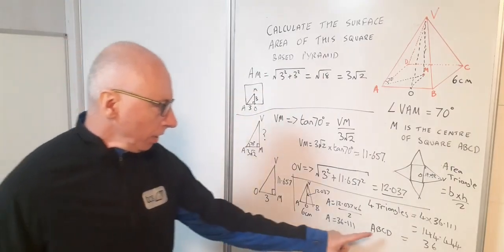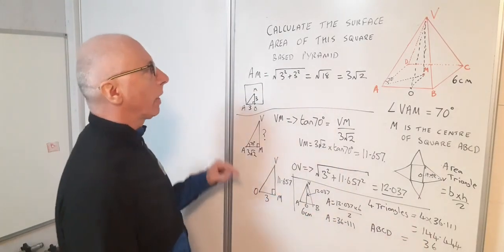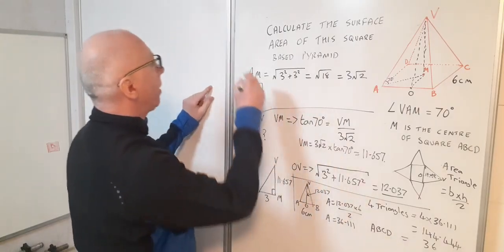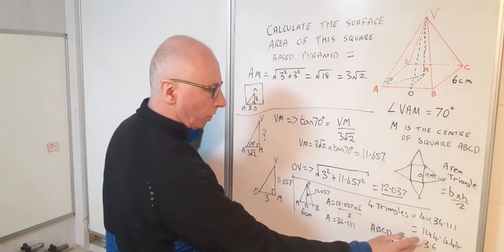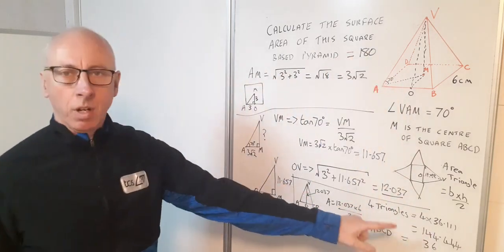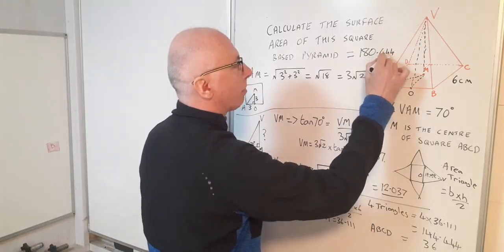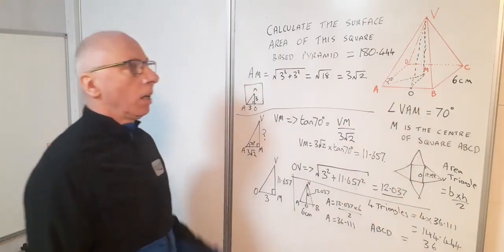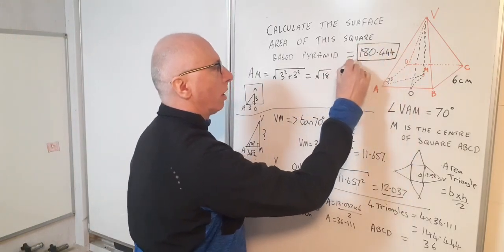Okay, so now we've got the base and the 4 triangles. Add these up, then we'll get our total surface area. So let's write our answer up here. 144 plus 36 is 180. And then we've got 0.44. I'm going to leave that as my answer. Okay, and that completes this question.